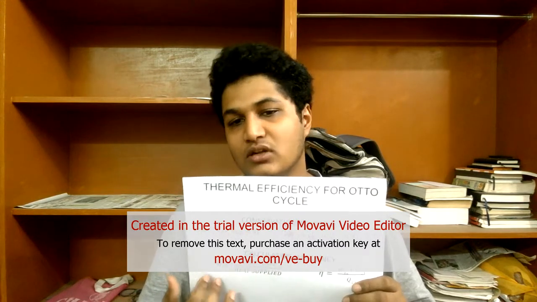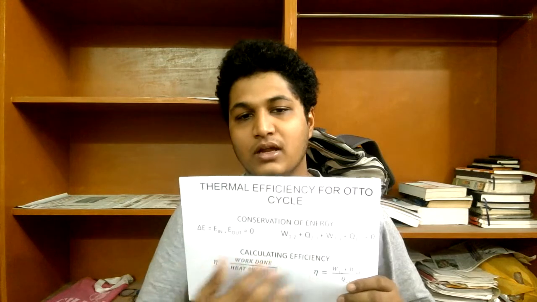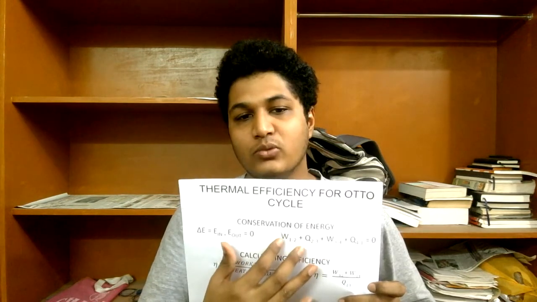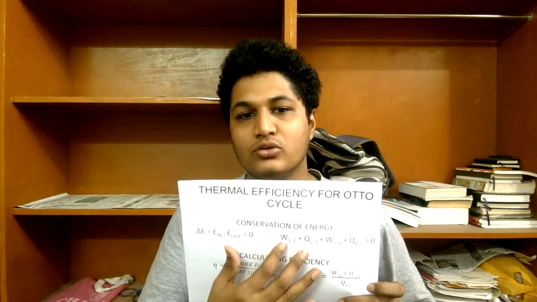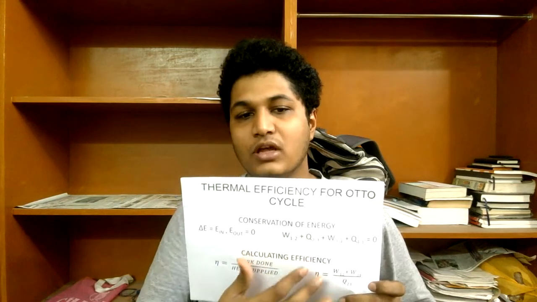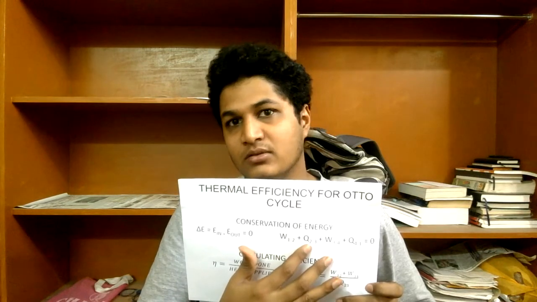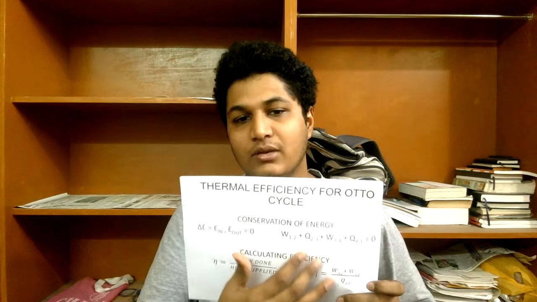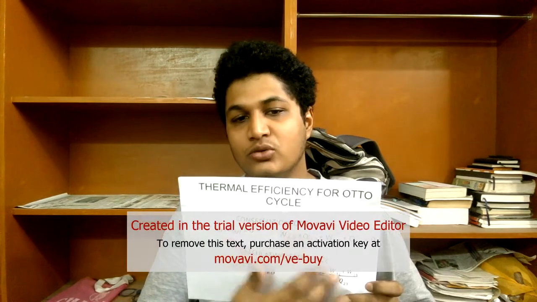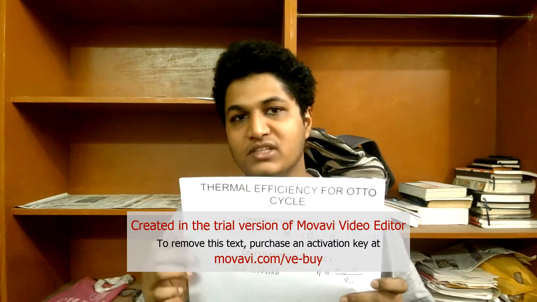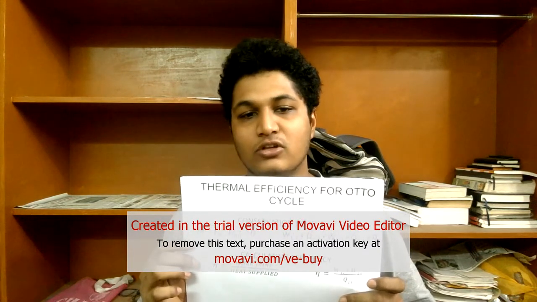So this is always its standard form, and as you can see over here, the total net work done will be W1 to 2 plus W3 to 4, and because you're only supplying heat in the process 2 to 3, it will be divided by Q2 to 3. So that gives you eta equals (W1 to 2 plus W3 to 4) over Q2 to 3.